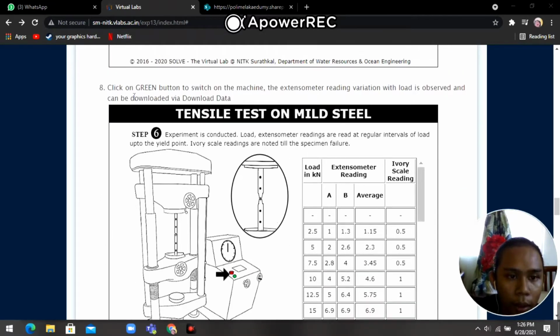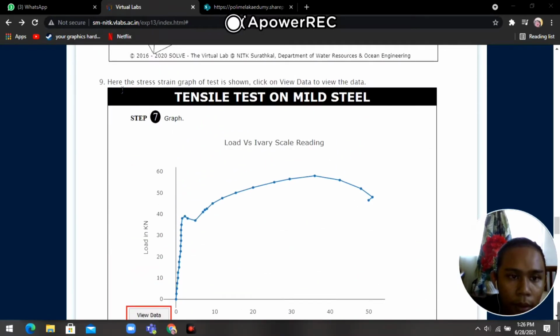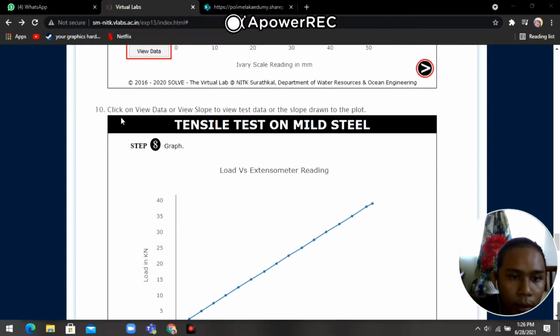Step 8: click on the green button to switch on the machine. The extensometer reading variation with load is observed and can be downloaded via download data. Here the stress strain graph of the test is shown. Click on the view data to view the data. Step 10: click on view data or view slope to view test data or the slope drawn to the plot.